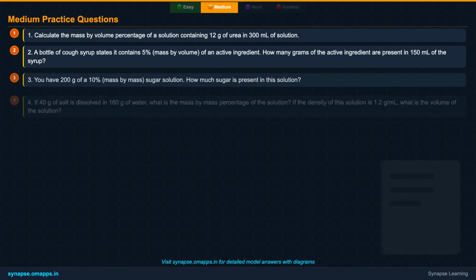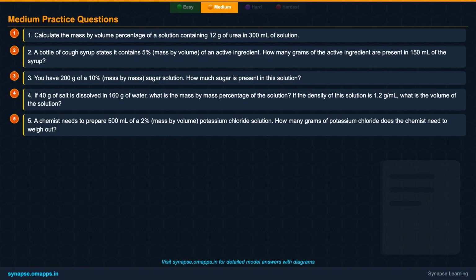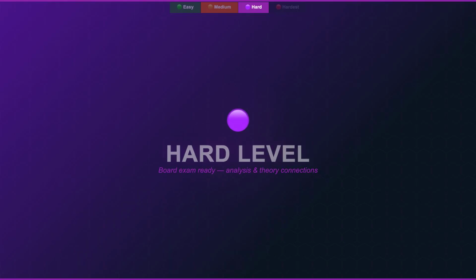Here are some practice questions to challenge your understanding of both mass by mass and mass by volume percentages. Try to apply the correct formulas and think about the units involved. Don't forget that sometimes you'll need to calculate the total mass or total volume first. Give them a try. Ready to go deeper? In the hard level, we'll compare these two concentration types more closely, explore their limitations, and see how they connect to other important chemical concepts.